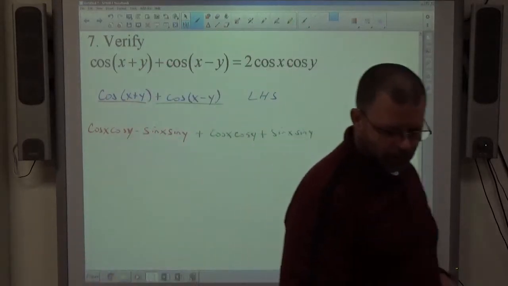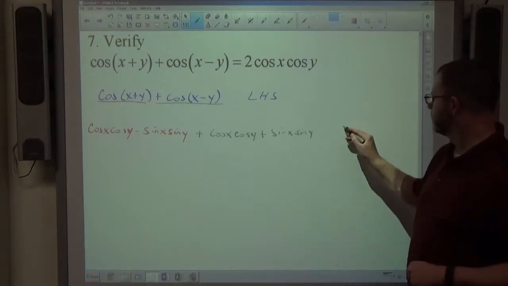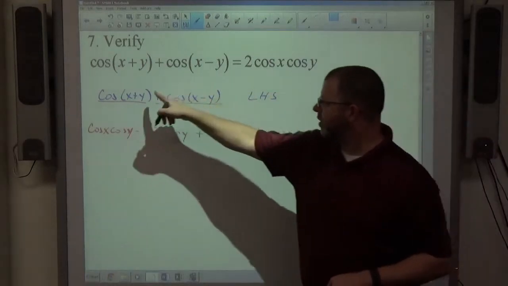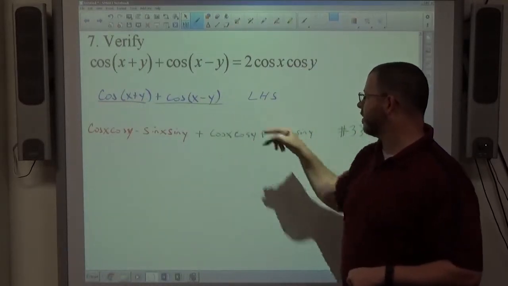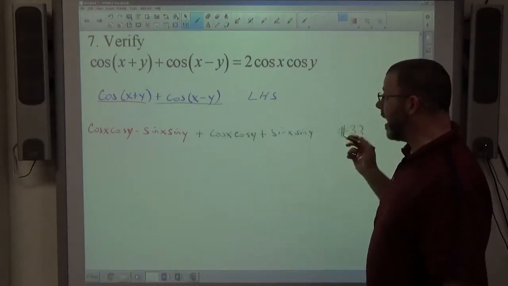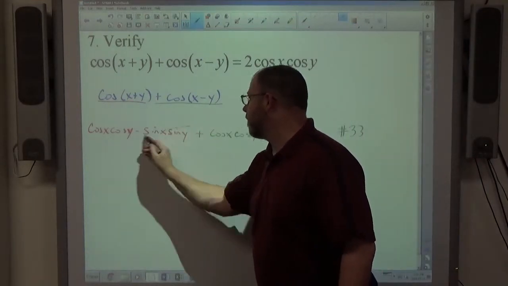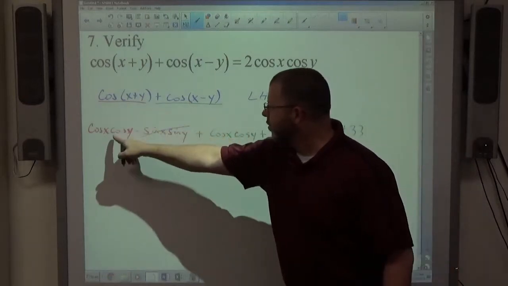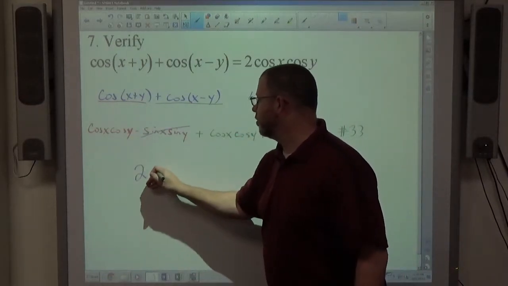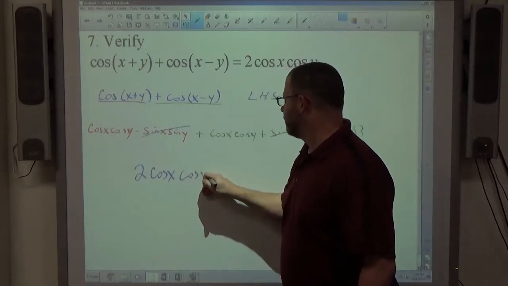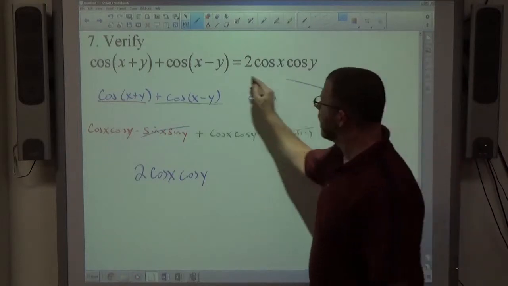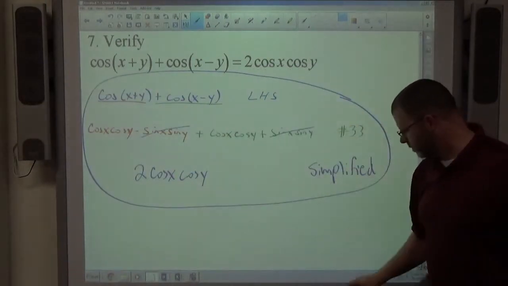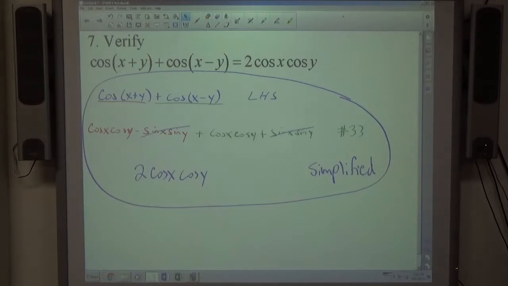And that's by number 33 on my sheet. Cosine of a sum or difference: cosine of both, change the sign, sine of both. Then, I'm going to add like terms. Minus sine x sine y and plus sine x sine y cancel. Cosine x cosine y plus cosine x cosine y makes 2 cosine of x cosine of y. Apply the identity, add some like terms, and you're done.